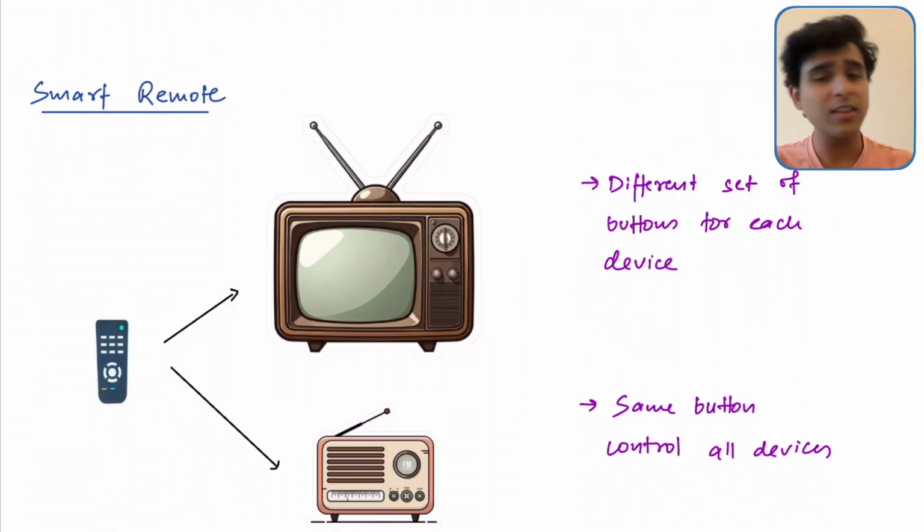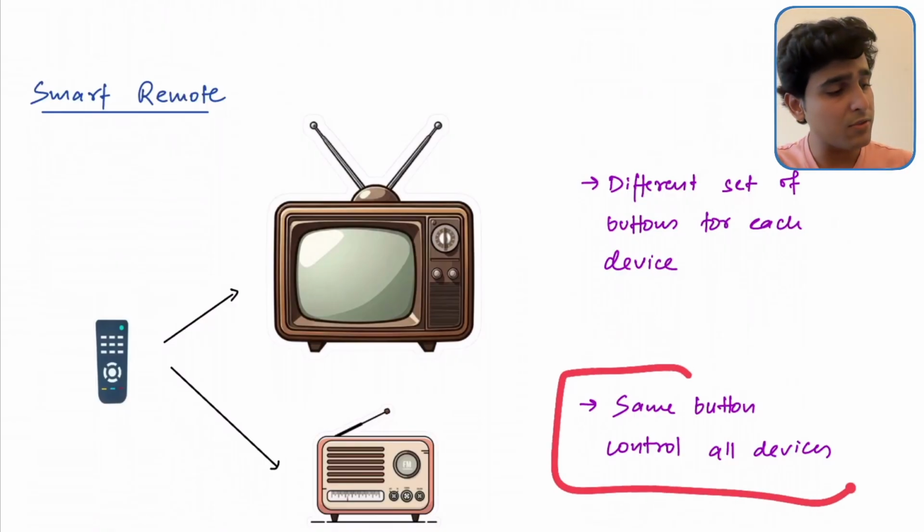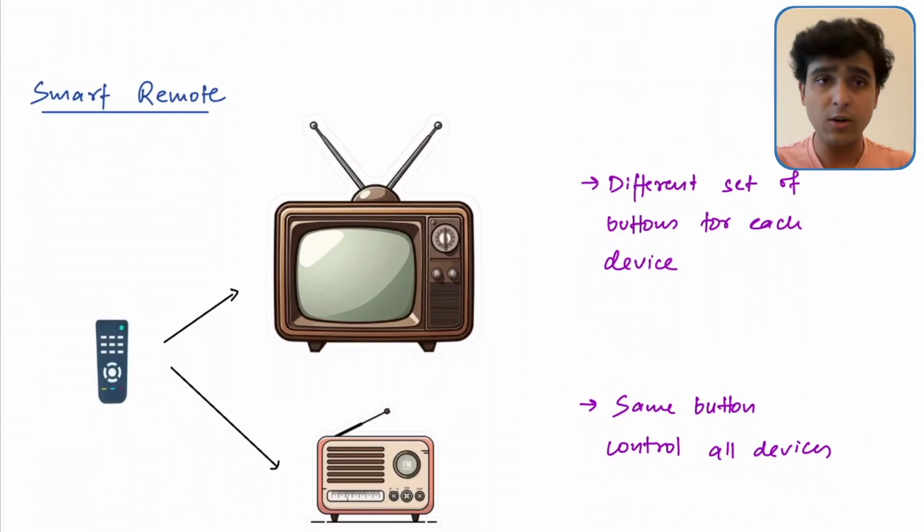So the second thing which comes to mind is, can't we have the same buttons which can control all the devices? Consider a scenario where you can pair your remote with any of the devices, and then all of the buttons work for that device. If you pair it with your TV, the turn on and turn off buttons on the remote perform the operation on the TV. If you pair it with the radio, it works on the radio. That looks like a wonderful solution.